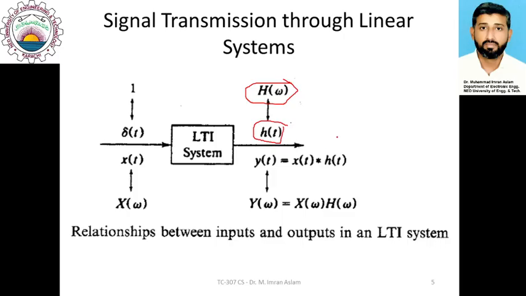And in both cases we are able to calculate the output by a certain mathematical operation. In the time domain we need to perform the operation of convolution in order to get the output, and in the frequency domain we need to perform the operation of multiplication in order to get the output of the system.